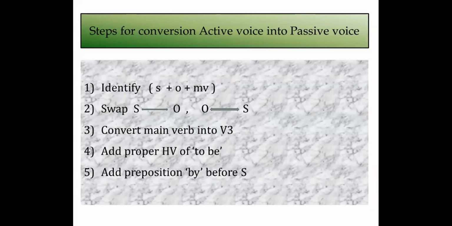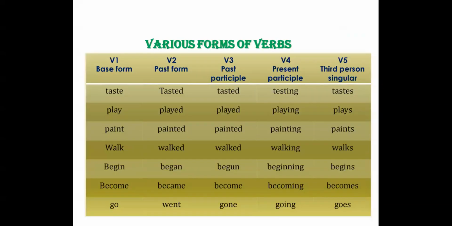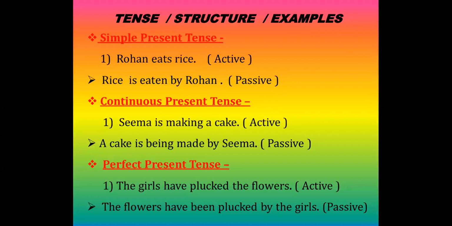The steps are as follows. First, identify the subject, verb and main verb. Then, where there is a subject, use the object; where there is an object, use the subject. Convert the main verb into the third form of the verb. Add the proper helping verb of to be, and add the preposition by before the subject. The various forms of verbs we have seen: base form, past participle, present participle, and third person singular. Then, according to tense, we have discussed examples.